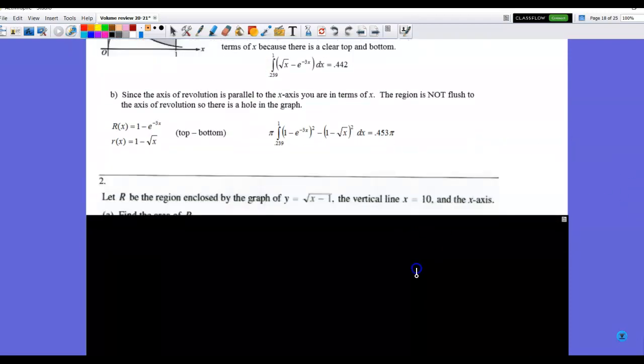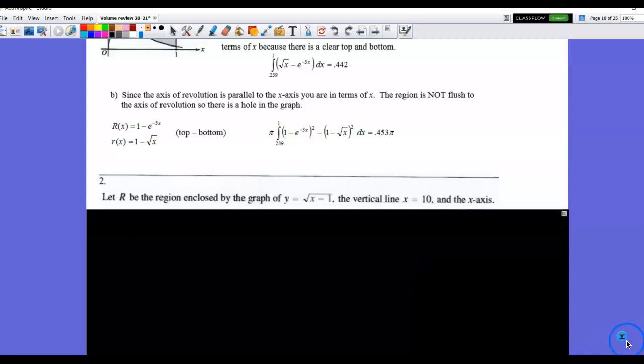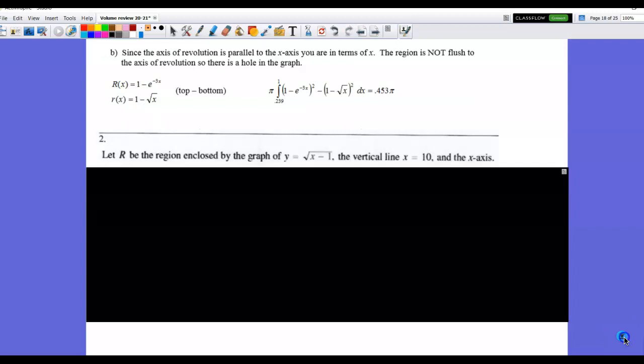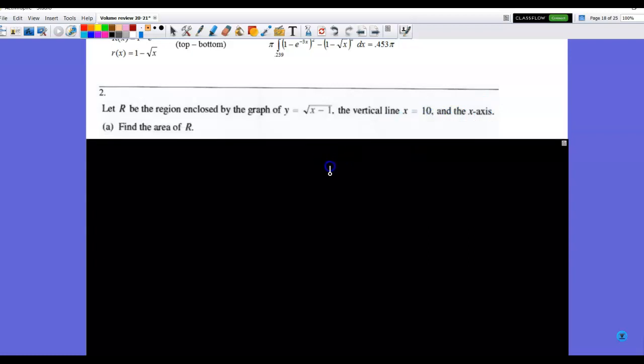And in problem number 2, we have this time a much older problem, but notice that they do not give me the graph this time. Let R be the region, they love the region R, enclosed by the graph of the square root function and the vertical line x equal to 10. This is a square root function that is shifted to the right 1 unit. Also, the x-axis is a boundary region. We're going to find the region of R.